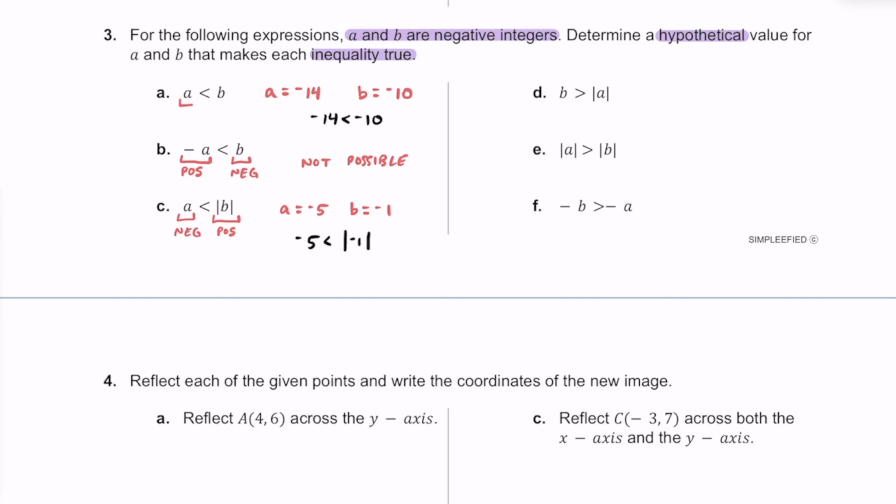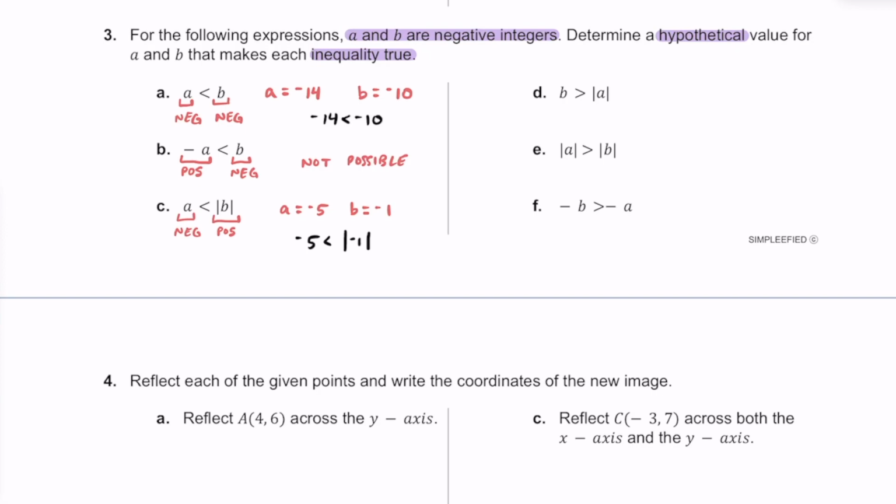I didn't write this earlier, but this has to be a negative number here, and this has to be a negative number here as well. So for this first one, for a, we just had to choose a negative number that was smaller than the second negative number, or a had to be smaller than b. So hopefully that one is more clear though.